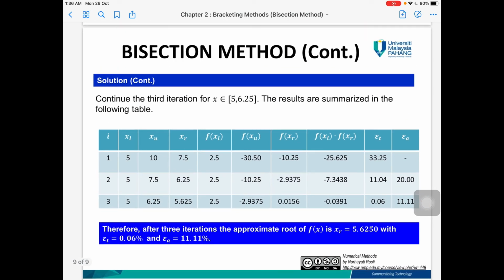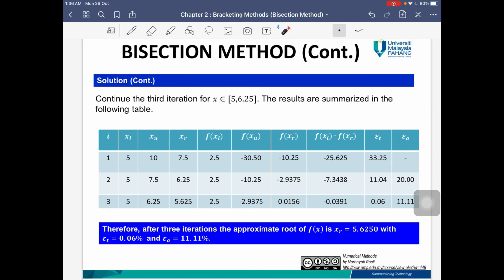Next we continue with our third iteration, since we are asked to obtain the solution up to the third iteration. Now our interval for x is between 5 and 6.25. The results are summarized in the following table, so you can also present your solution by using a table. At the third iteration, we calculate our x_r and obtain 5.625. Then we check f(x_l) multiplied with f(x_r), and get a negative value.